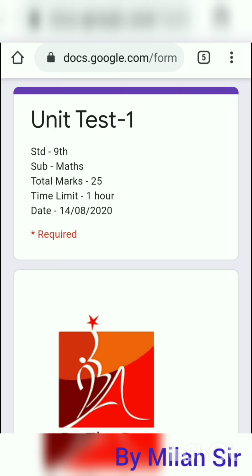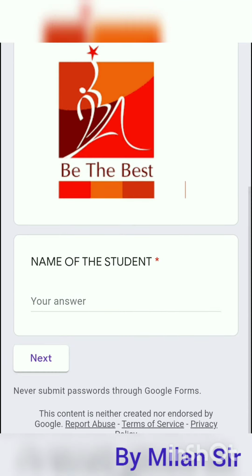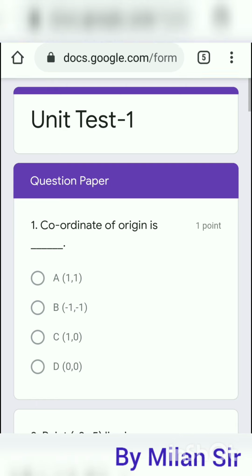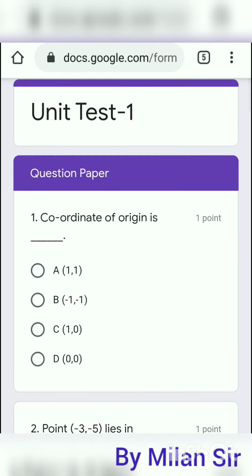In this video, we solve the paper of unit test 1. Total marks is 25. Unit test 1 paper is there. We just solve this paper here. First of all, here we need to enter the name, and after that here it shows the marks.